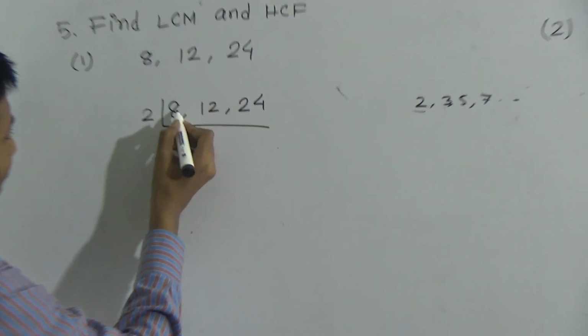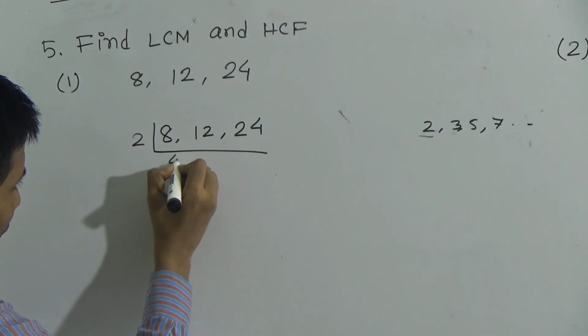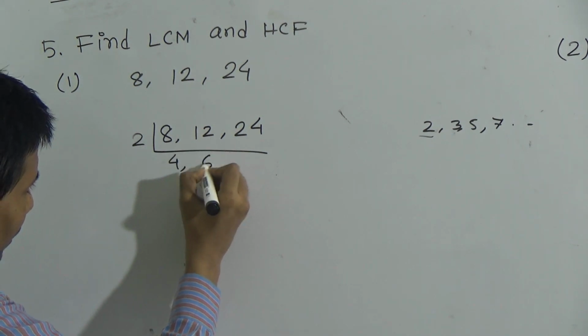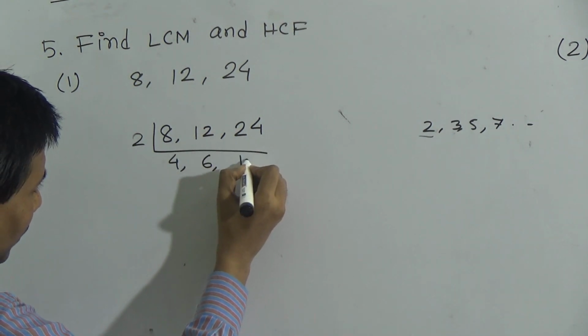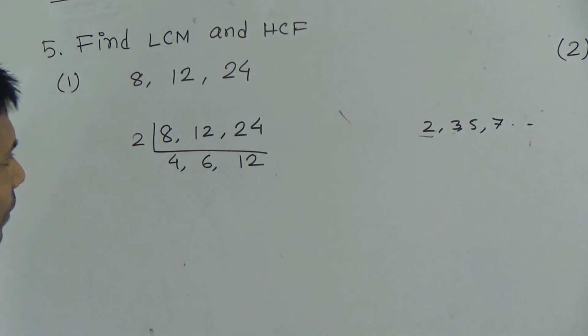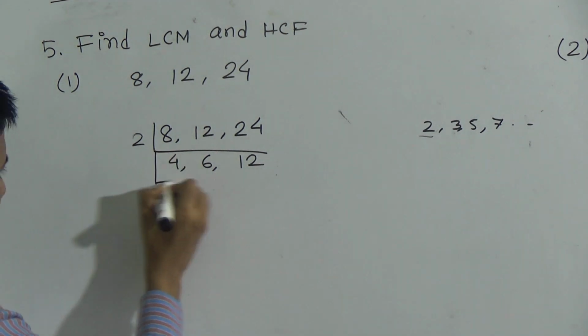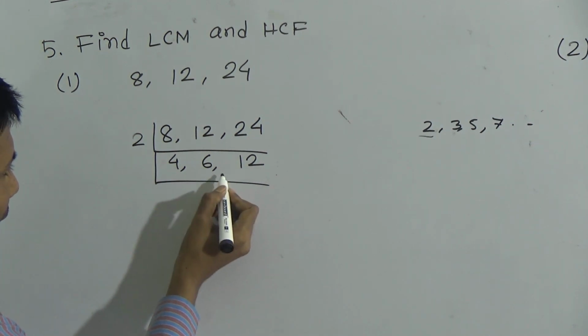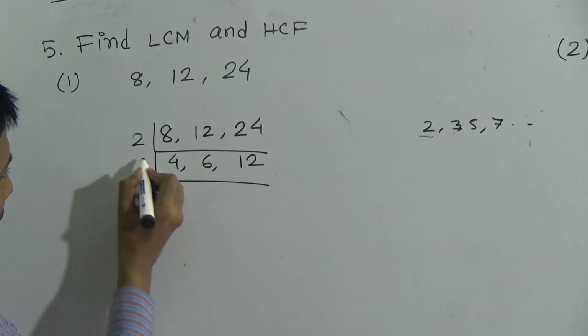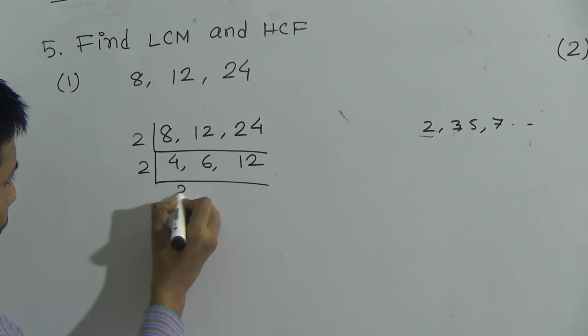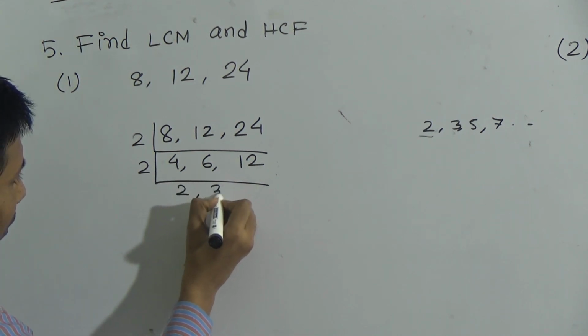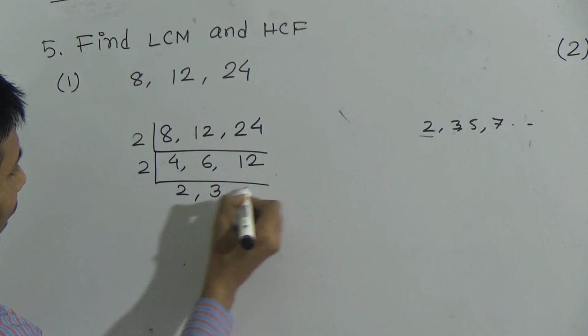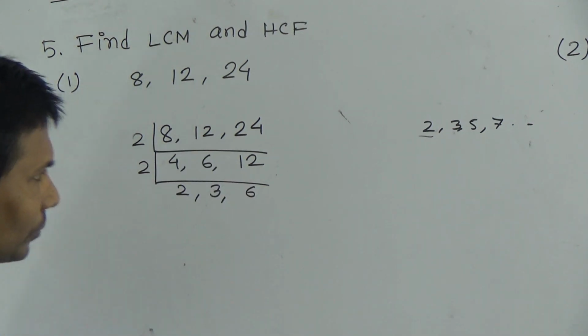If you divide 8 by 2, you get 4; 12 by 2 gives 6; 24 by 2 gives 12. Look here, all the numbers are even, so they are again divisible by 2. So write 2, then 3, then 6.